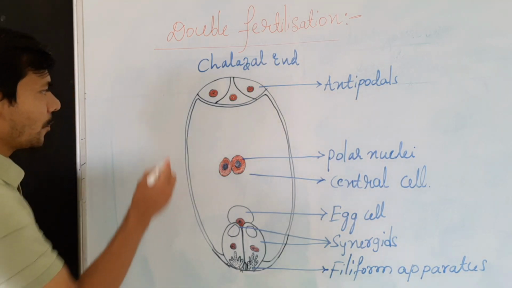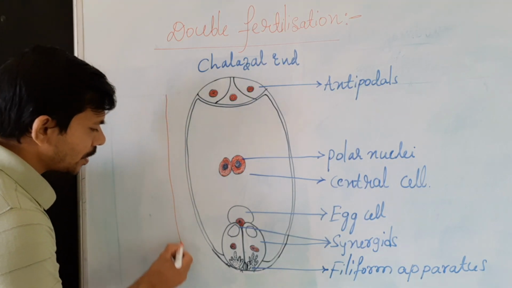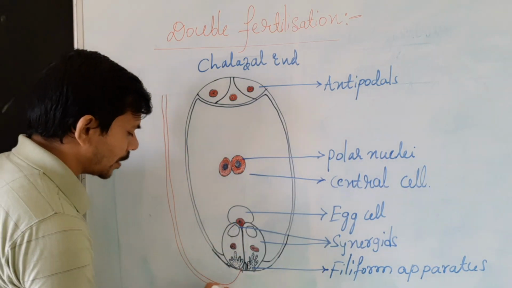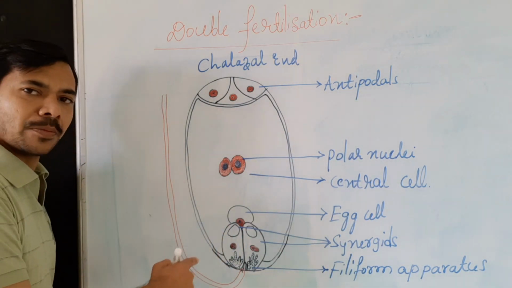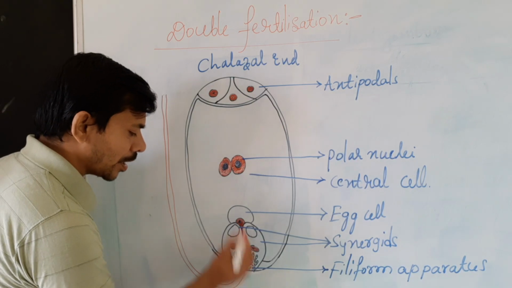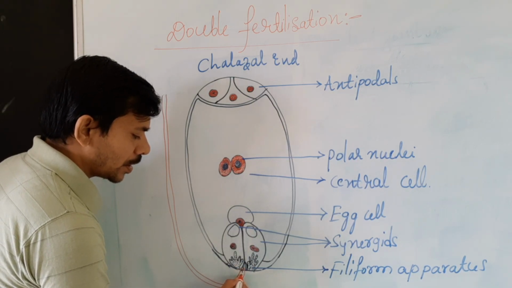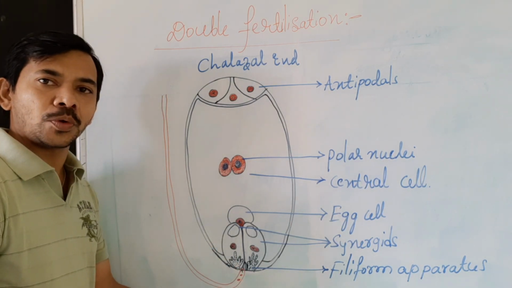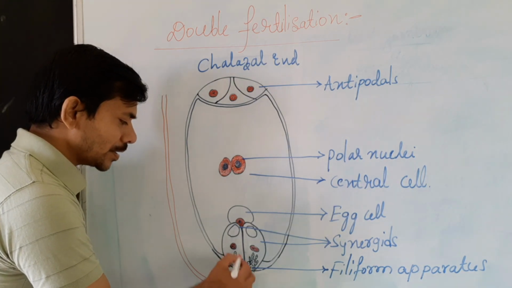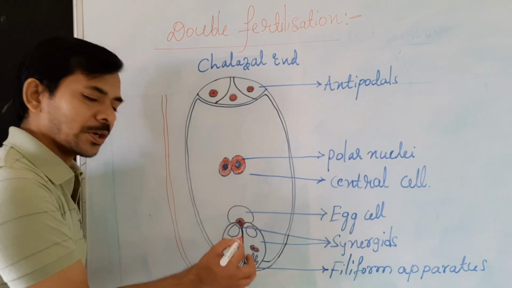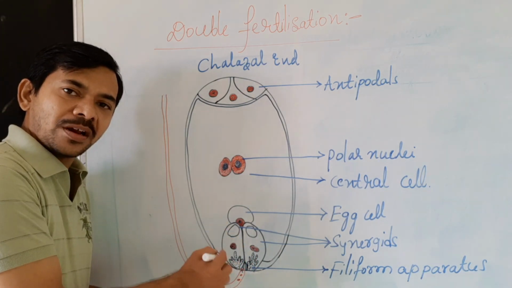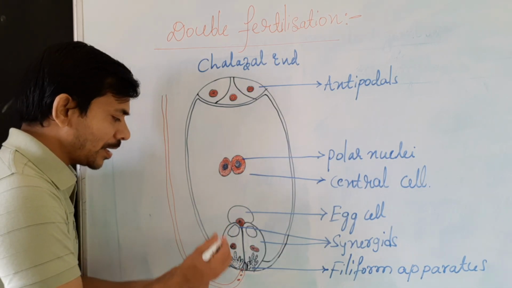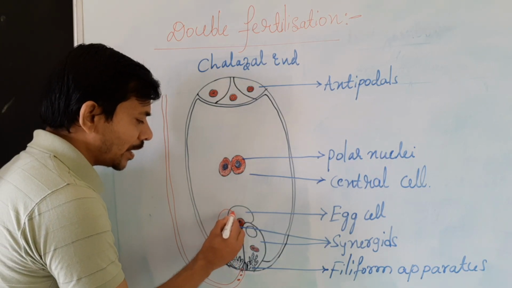Okay. When the pollen tube is passing through any one of these synergid cells and enters the embryo sac, the contents inside the pollen tube are nothing but two male gametes, and they release into the cytoplasm of the synergid cells. After releasing the gametes in the cytoplasm of the synergid cells, one male gamete moves towards the egg cell.